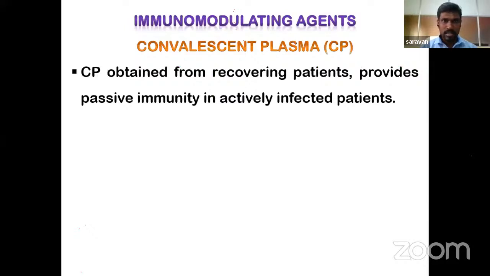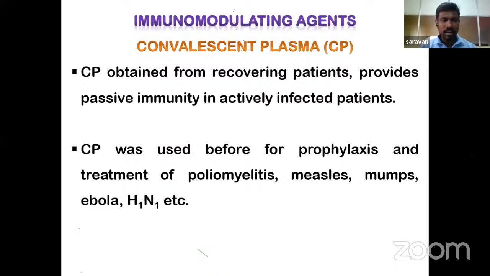The next one is the immunomodulating agent, convalescent plasma. This is nothing but the plasma that is isolated from a recovering or recovered patient of COVID-19 infection. Convalescent plasma obtained from the recovering patient provides passive immunity in actively infected individuals. So CP is to be collected at least 14 days after COVID-19 infection, which will provide passive immunity to the newly infected individuals.